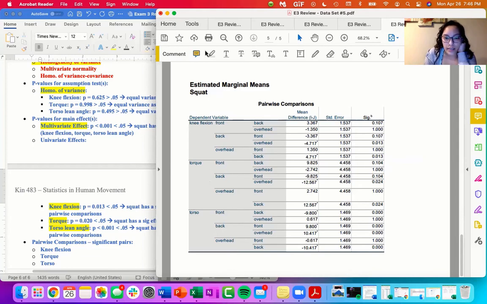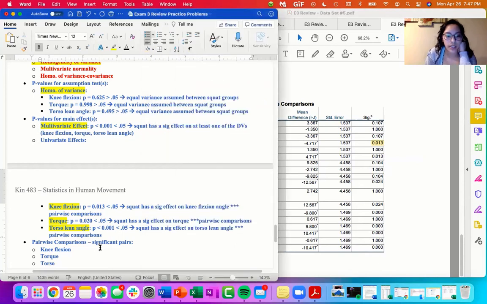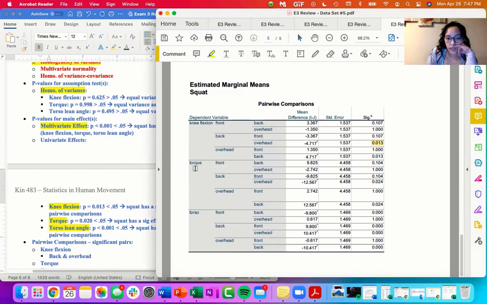So in this case, it looks like there's a significant difference between back squats and overhead squats for knee flexion measurements. If we look at the dependent variable torque, it looks like the same thing, back and overhead squat is a significant pair.